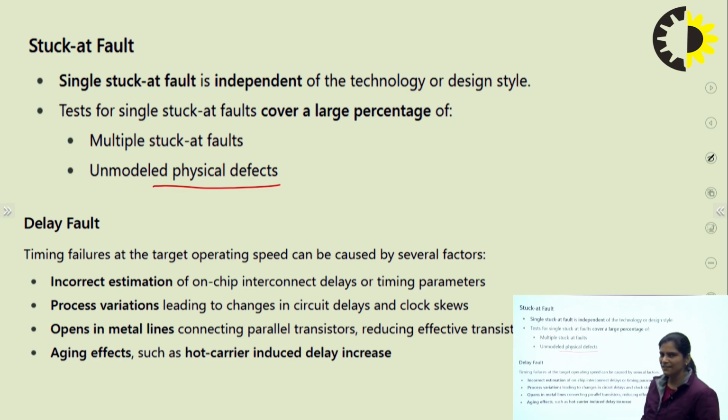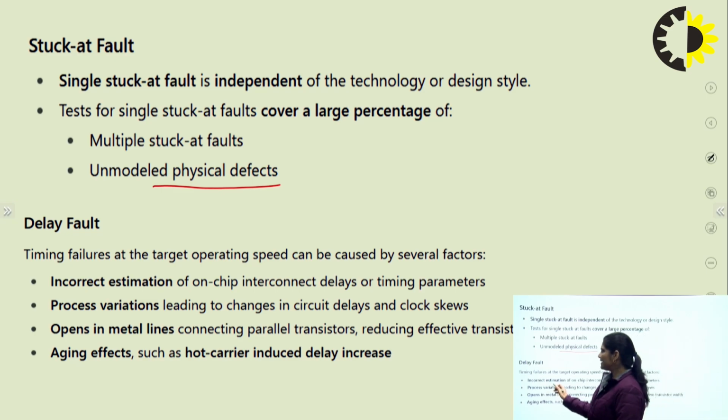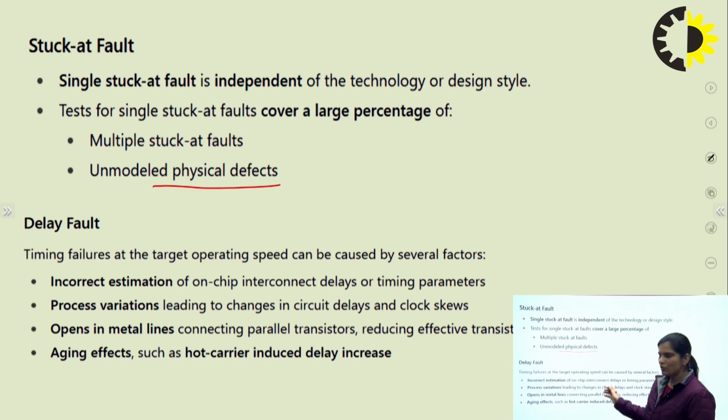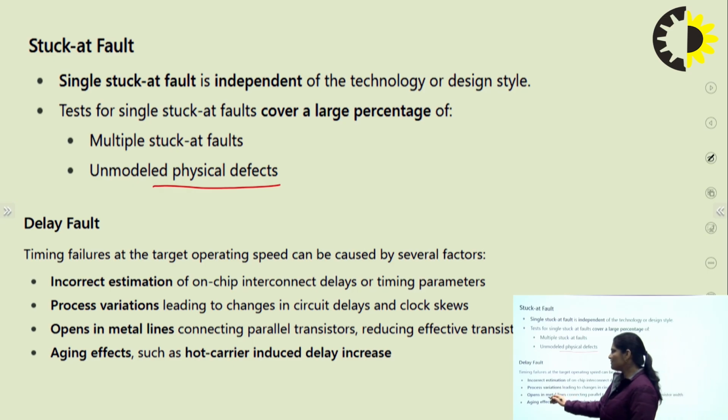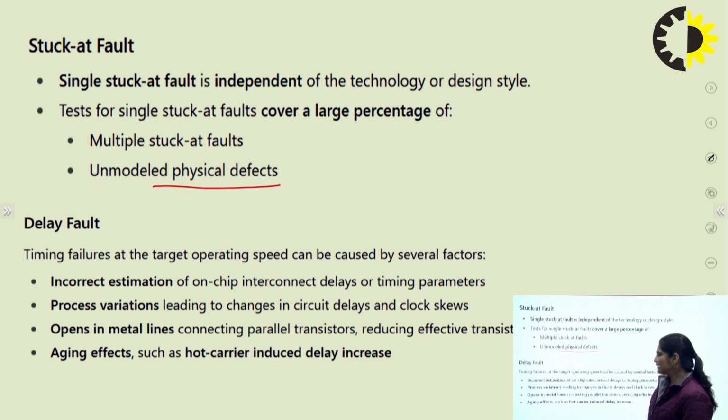If there is a delay, let it be a timing failure, the target operating speed can be affected by several factors. First, it may be incorrect estimation of on-chip interconnect delay or timing parameters. Second is process variation, which changes the circuit delay, or you can say clock skews. Third is an open in metal lines connecting two parallel transistors, which reduces the affected transistor width. The fourth one is aging effect, such as hot carrier induced delay increase in the device.